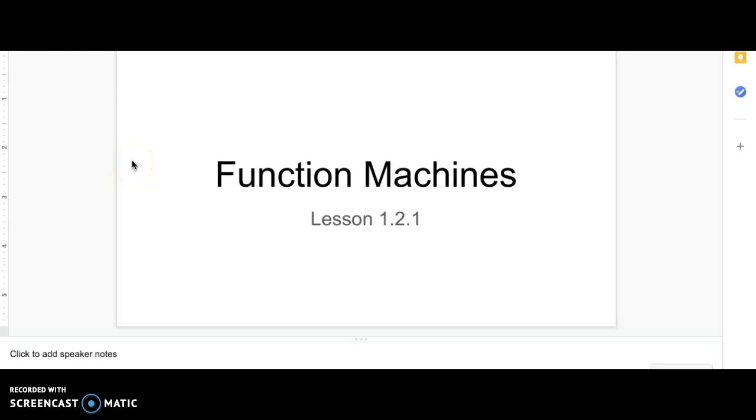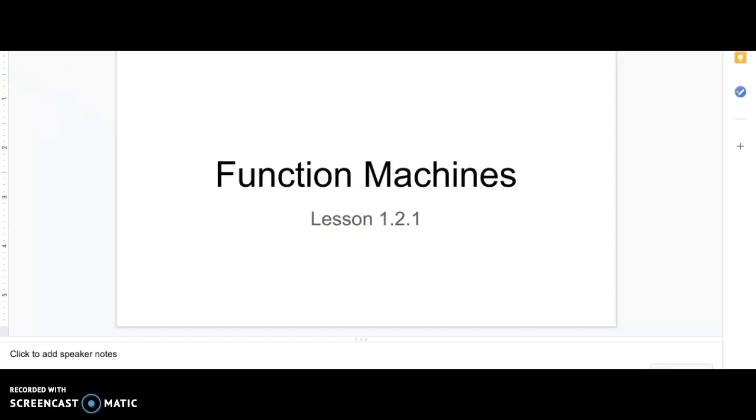Welcome to today's lesson. Today is talking about function machines. We're doing lesson 1.2.1. We're going to have a couple slides that go over some definitions and some general information that you'll want to take notes on. And then we're going to look into a couple questions in the book.